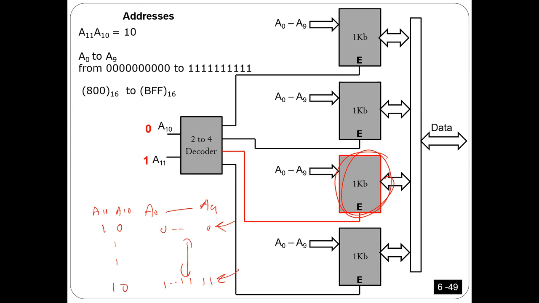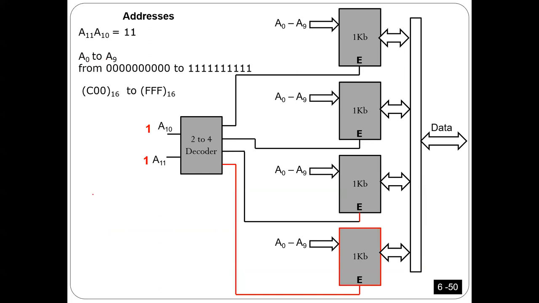So same thing, if you go to the last one here, it's exactly the same thing. You have 1, 1, and then starting from A9 until A0, you have zeros until ones. And then also you have 1, 1 here, okay? So if you see what is the beginning and what is the end, it will be something like that.